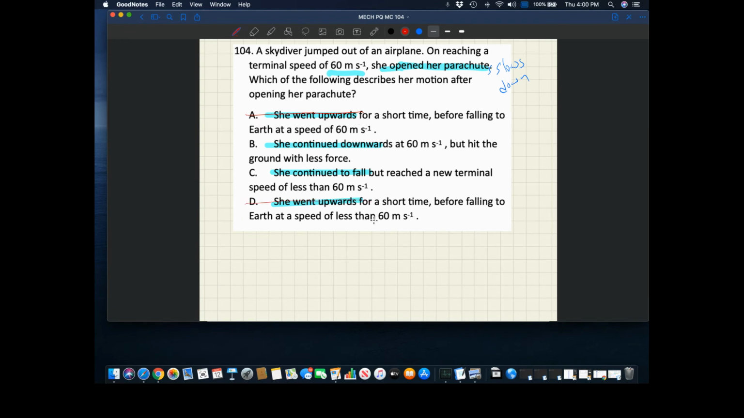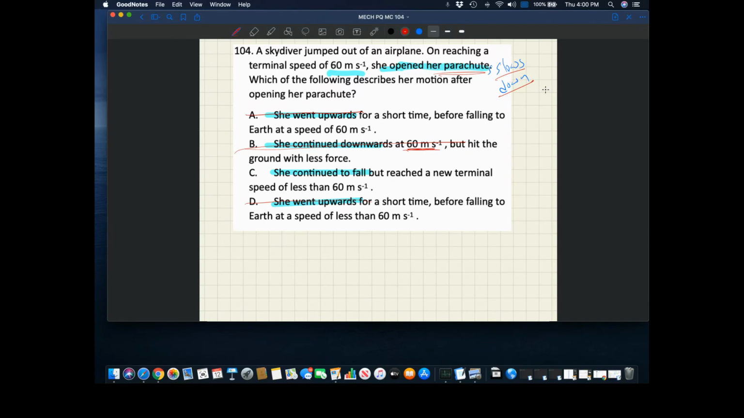And so the upwards goes out, and she continued to fall downwards at 60. Well, if she continues to fall downwards at 60 meters per second, the parachute didn't slow her down at all. So that's out. And she continued to fall, but reached a new terminal speed of less than 60 meters per second. The parachute slows us down, but we continue to fall downward.